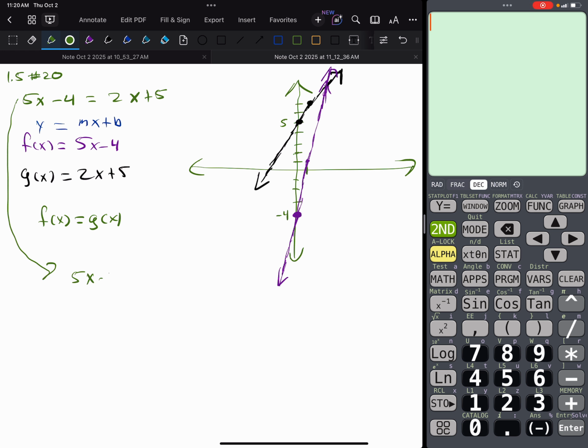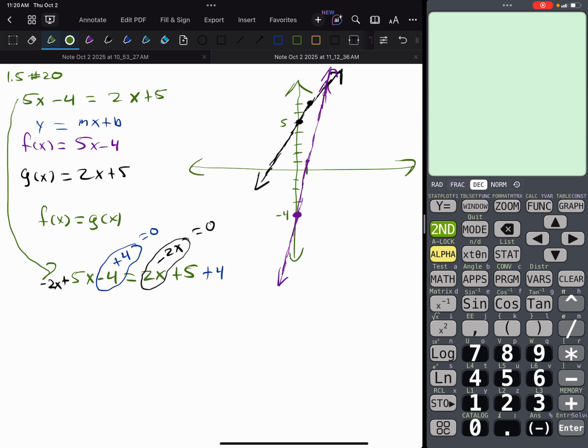So I had 5x minus 4 equals 2x plus 5. All right, well, I want to move the 2x to the left-hand side, so I'm going to subtract 2x from both sides of the equation. I want to move the 4 to the right-hand side, so I'm going to add 4 to both sides of the equation. Whole reason I'm adding 4 is because that equals 0. Whole reason I'm subtracting 2x here is because that equals 0. But if I do that to one side of the equation, I must do it to the other side of the equation.